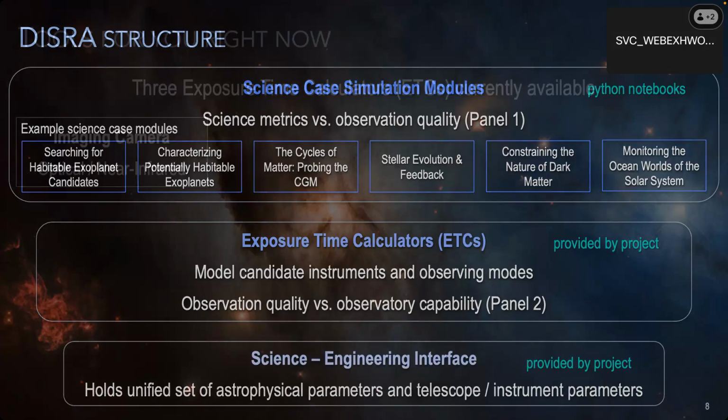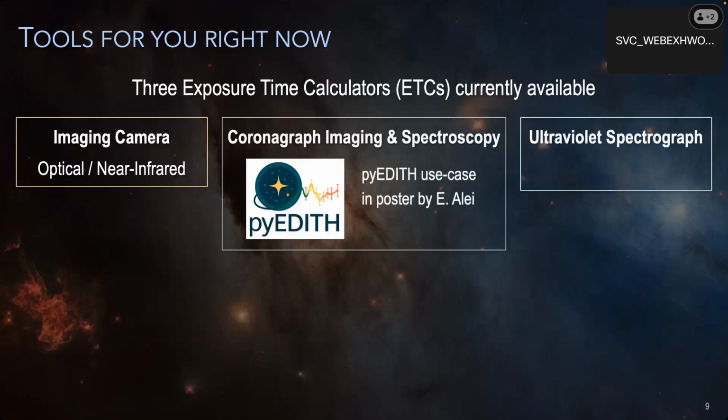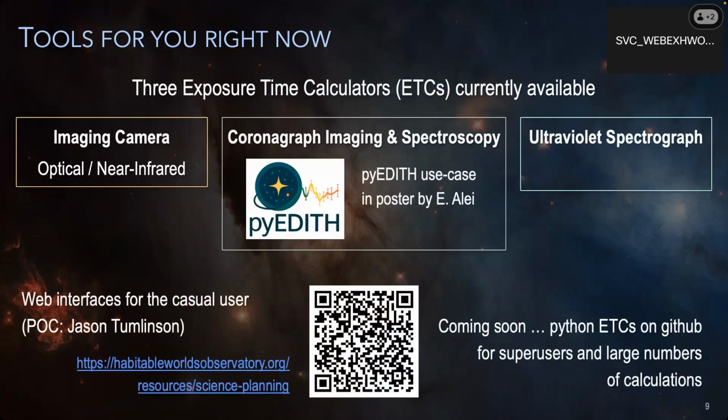So these are the 3 exposure time calculators we have available right now. We have an optical near-infrared imaging camera ETC, an ultraviolet spectrograph ETC, and a new coronagraphic imaging and spectroscopy exposure time calculator. I want to highlight this one. It's called PI-EDITH. It was developed by Eleanor Alai and Miles Curry, who are probably here somewhere. They're waving their arms over there. I'm really pleased about this because this is a big upgrade over what we had during the LUVOIR and HabEx days.